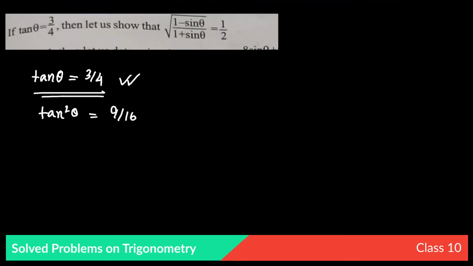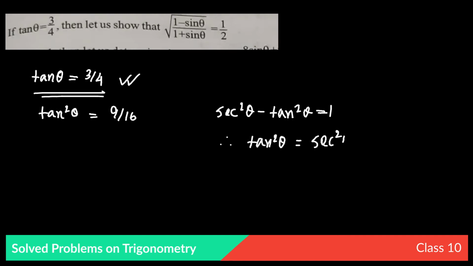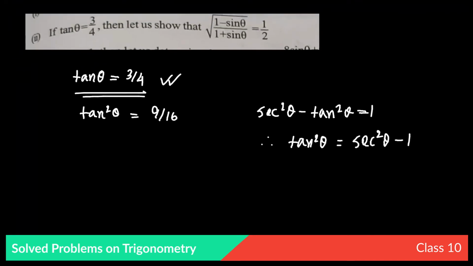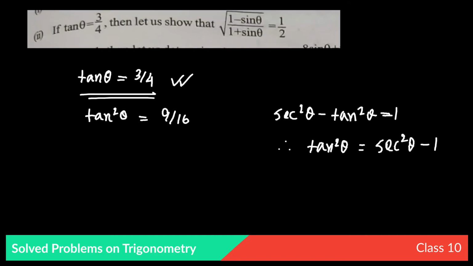Now we have read an identity: sec square theta minus tan square theta equals 1. From this, tan square theta is sec square theta minus 1. There are two ways to solve this problem, or many other ways, so I will show you two methods. First this method. It is lengthy, but the next process that I will follow will be a short one.